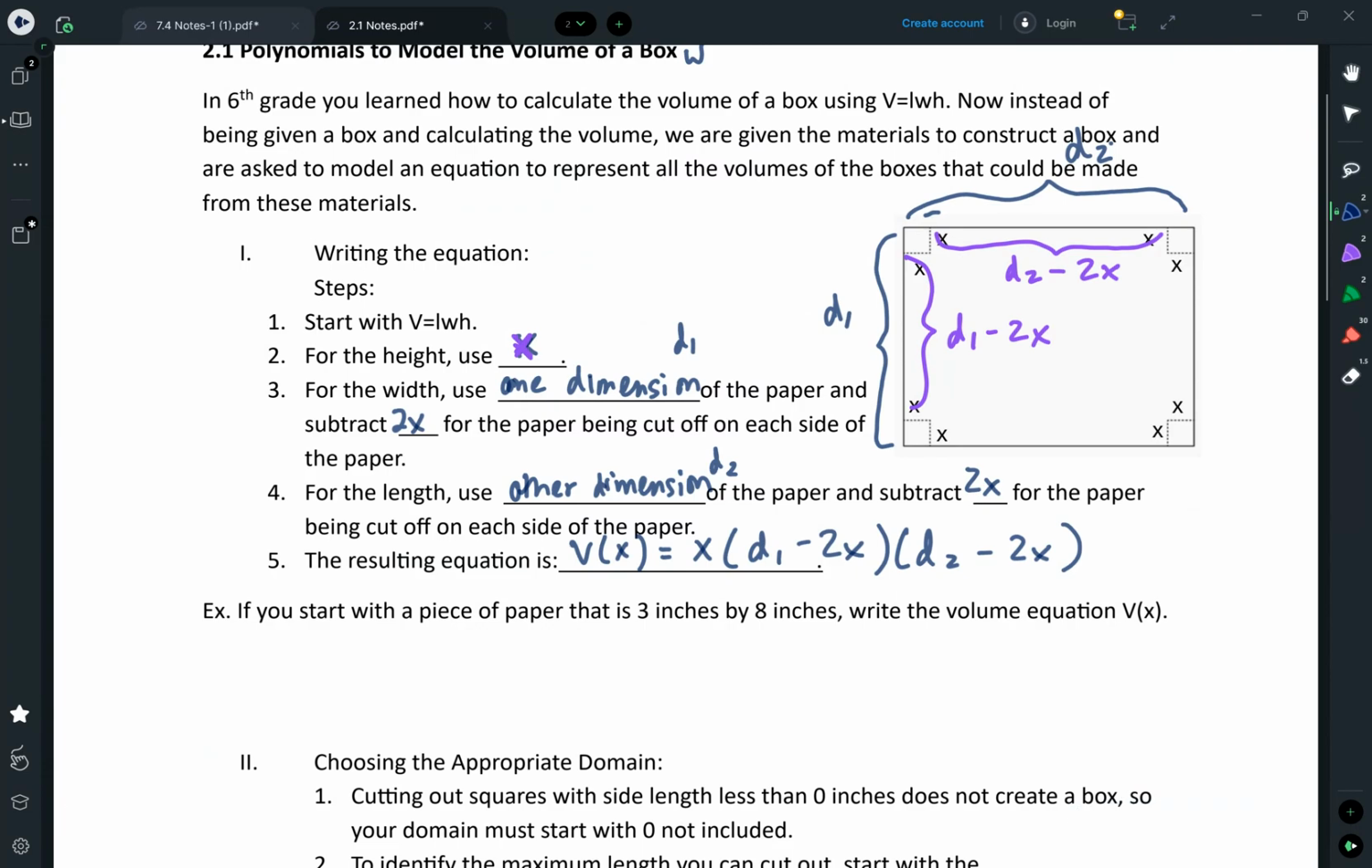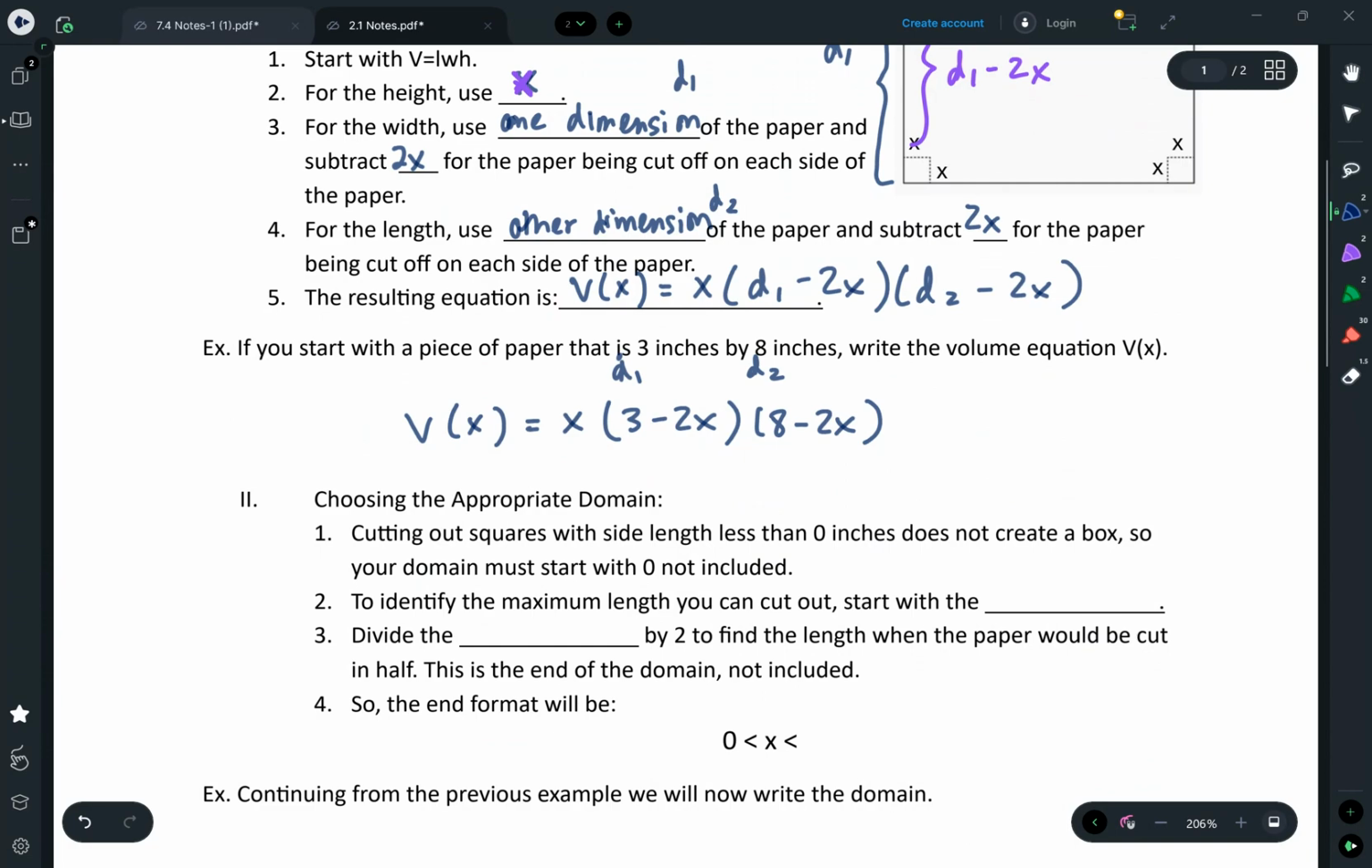So if we have actual paper, right, if we have a dimension that's 3 and one that's 8, we'll just make these guys D1 and D2. Then all I would have to do is substitute those values to find an equation. So my volume would be x times (3 minus 2x) times (8 minus 2x). The next step is finding a domain.